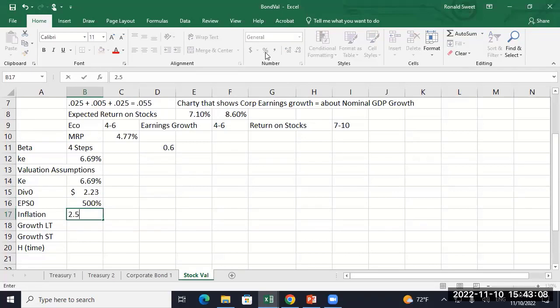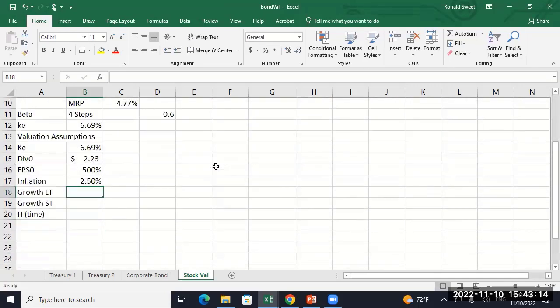Inflation, what did I assume? 2.5% above. I'll keep that. Long-term growth. I think the economy is going to grow 5.5%. I'm going to say 4.5% for Walmart because it's a big company, pretty well saturated. And then we'll just have to handle those last 2. All right. So you see what we're after.